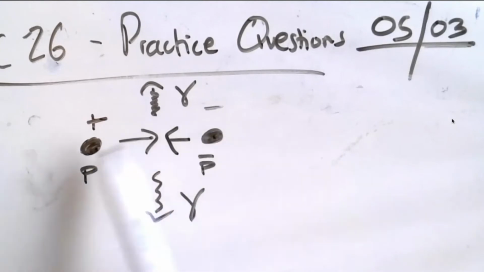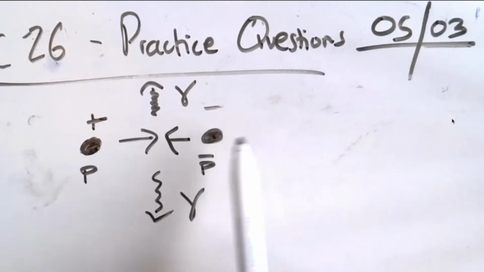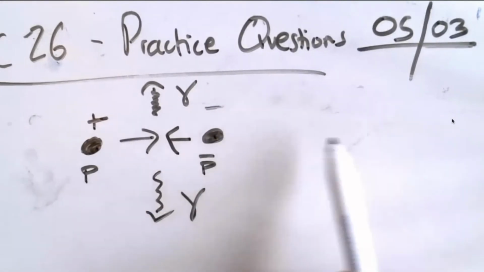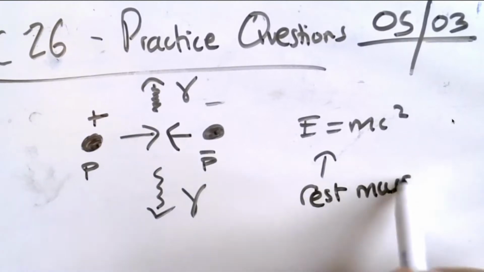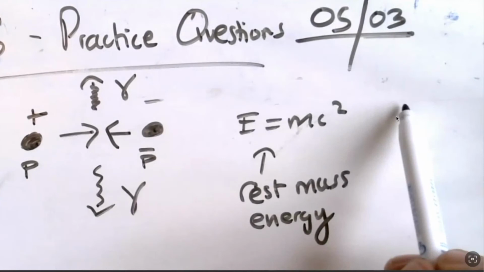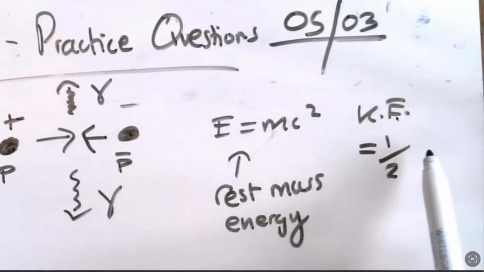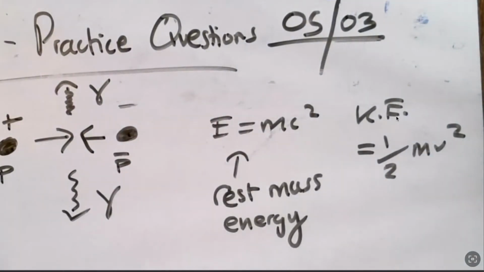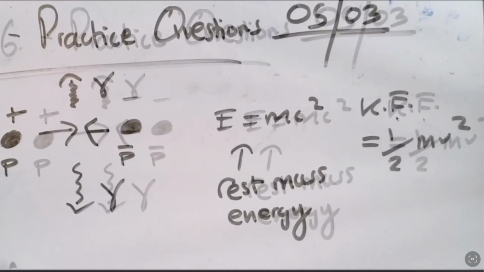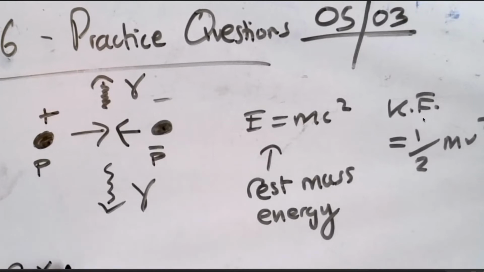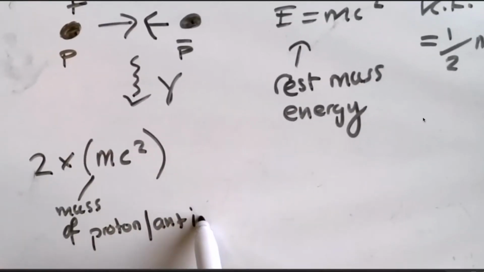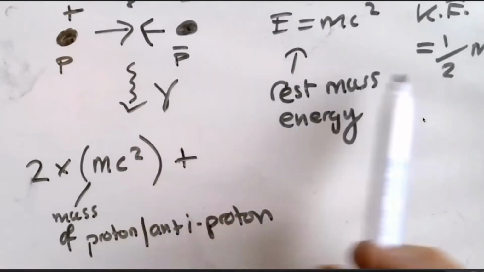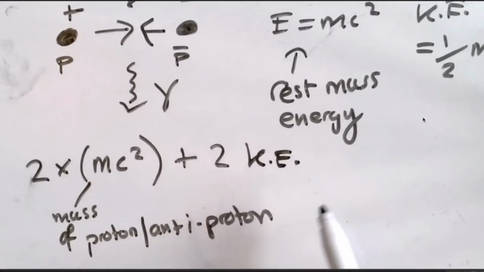obviously equal the rest mass energies of the two protons plus their kinetic energy with which they're moving at. Rest mass energy is obviously your E equals mc squared. So that's your rest mass energy. And then you obviously have your kinetic energy equation. So both these energies have to add up. So if I was to write this down, I'm going to say 2 times mc squared, where m is the mass of the proton/antiproton, because obviously they'll have the same mass, plus 2 lots of their kinetic energy, because we're told that they're moving.